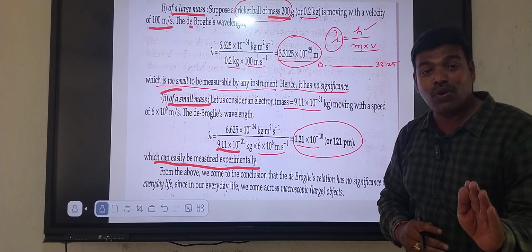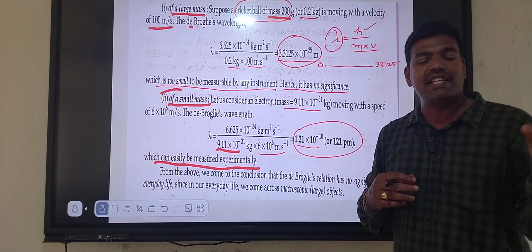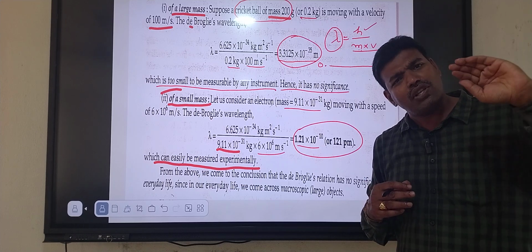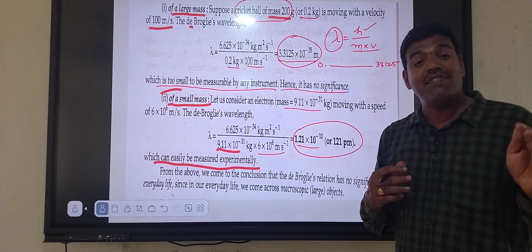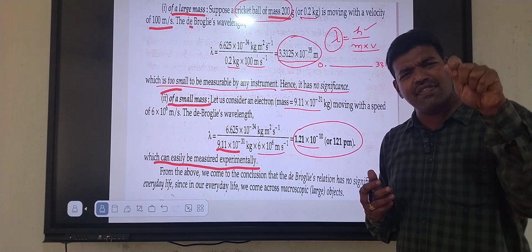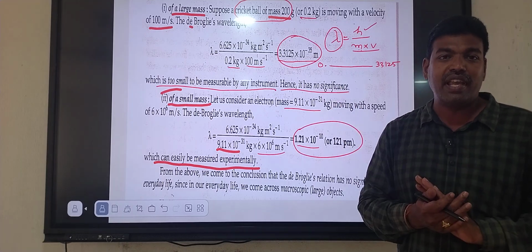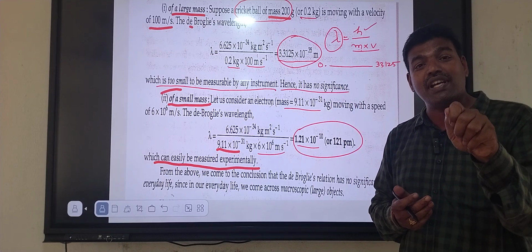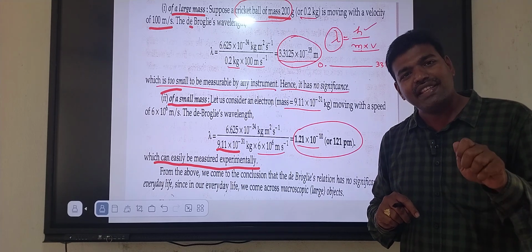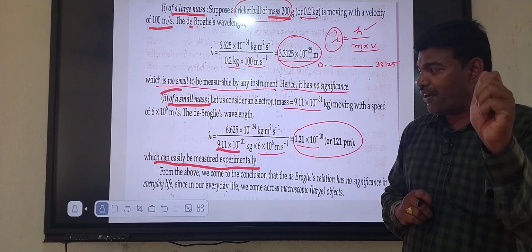Okay? Therefore, we can conclude that all moving particles, whether it is a car moving on the road or a bus moving on the road, are also associated with wave nature. But when we try to calculate their wavelengths, those values are very, very low, and cannot be measured by any instrument. But when we calculate the wavelength of the electron revolving around the nucleus, we can find the wavelength of the electron wave with greater accuracy.